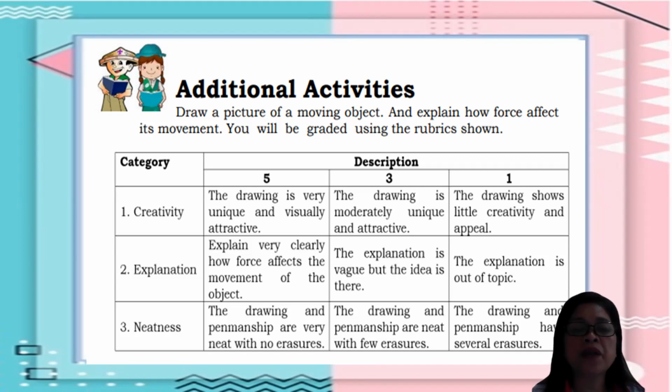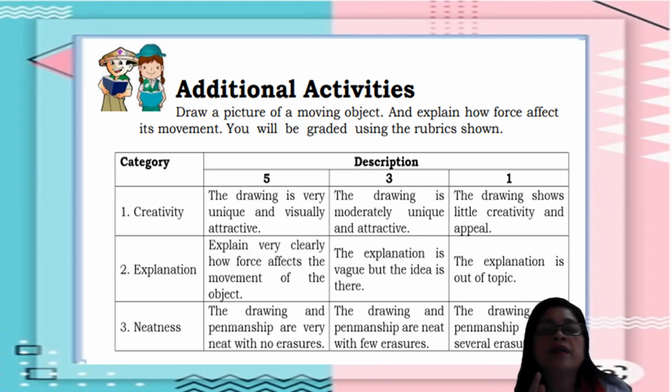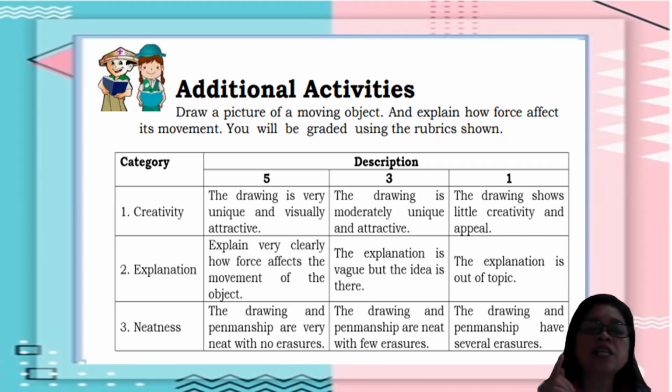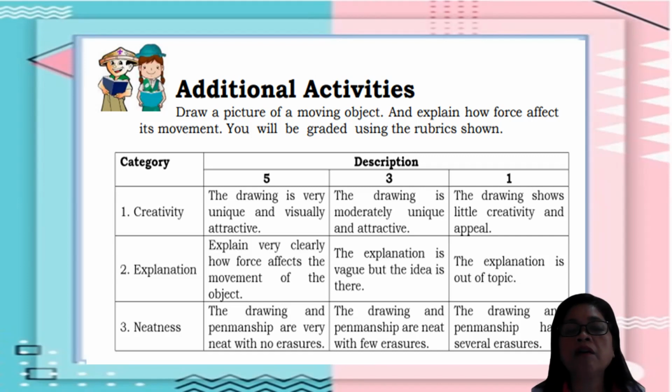Next category, explanation. An explanation which is very clear on how force affects the movement of the object will get a rate of 5. If the explanation is vague but the idea is there, 3. 1 if the explanation is out of topic.